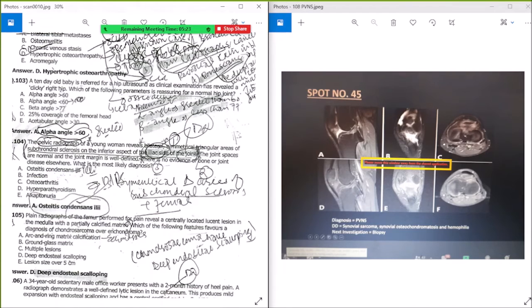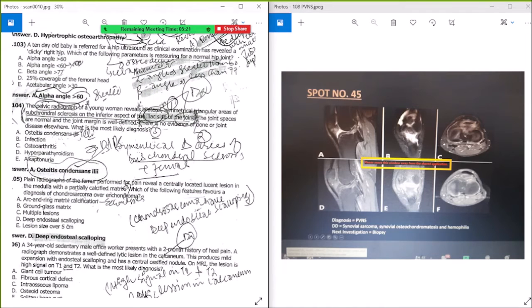Next, question 104. A pelvic radiograph of a young woman reveals bilateral symmetrical triangular areas of subchondral sclerosis on the iliac side of the sacroiliac joint. The joint spaces are normal and the joint margins are well defined. There is no evidence of bone or joint disease elsewhere. What is the most likely diagnosis?